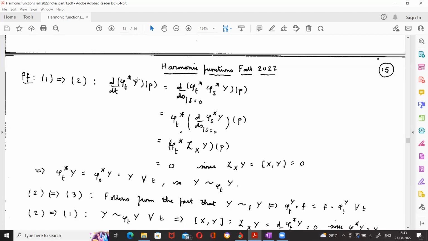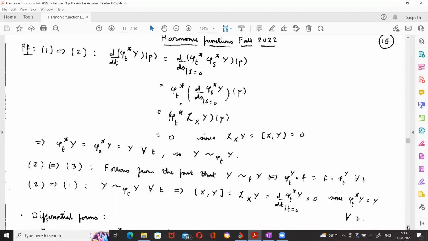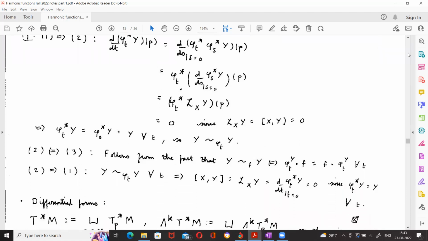Therefore, this curve is constant in t. So that means phi t star y is equal to phi 0 star y. And phi 0 star y is just y, because phi 0 is the identity. So therefore, phi t star y is y for all t. In other words, y is phi t related to y for all t. Okay? Yes, sir.